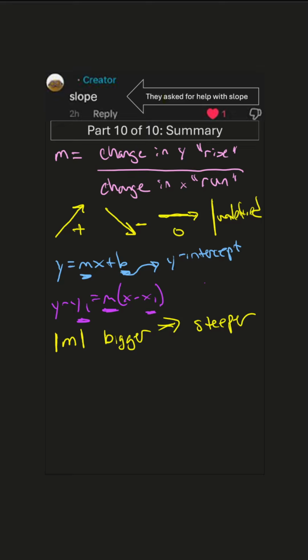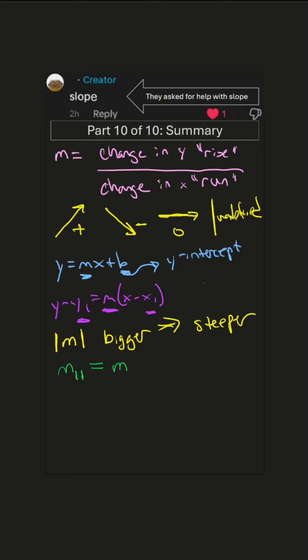Okay. What else? Let's look at some geometry. So this is the symbol for a parallel slope. So if a line is parallel to another line, then m parallel equals m. They have the same slope.